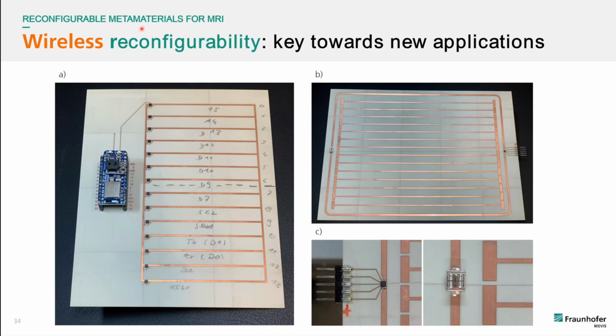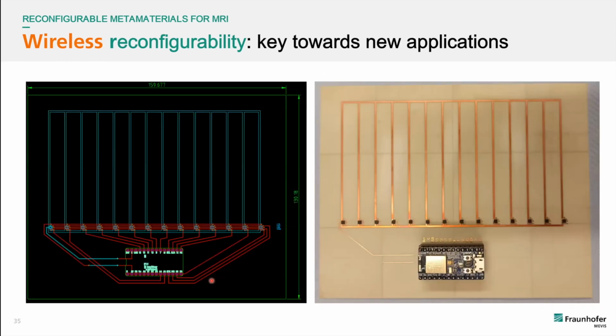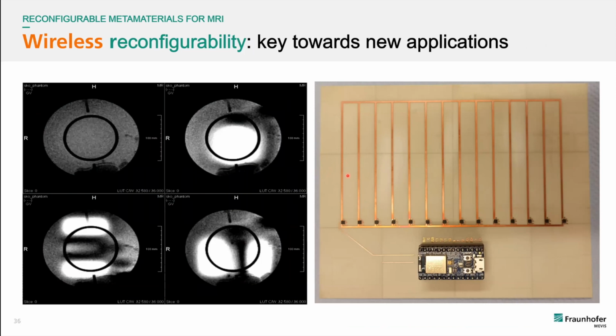And by being able to control those different stripes individually, we can make this structure resonate in different modes. And in this case, we do have 14 elements. So in principle, we can get many different modes. Here, just 3 different modes where we are using it.